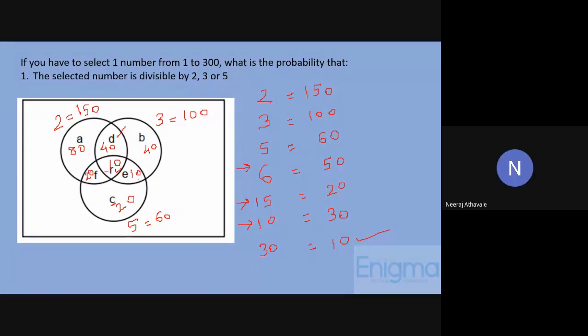Okay, let's move on. So now what do we have to find? The selected number is divisible by 2, 3 and 5. So basically we have to find the addition of all these numbers, A, B, C, D, E, F and R. Okay, so now how to do it?